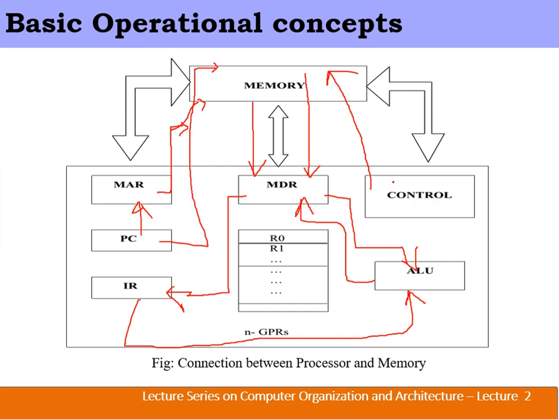Therefore one more control signal will be issued by the control unit, that is a write control signal. Once the write control signal is issued, from MDR the result will be stored back to the memory. So this is how the operation is going to get done. That is how the program is going to get executed.